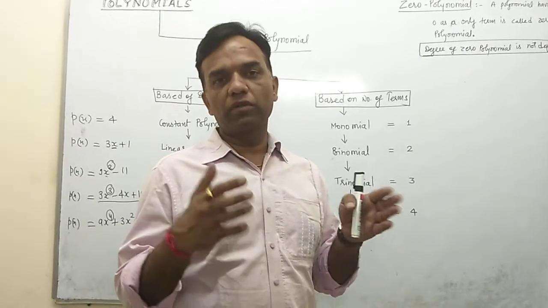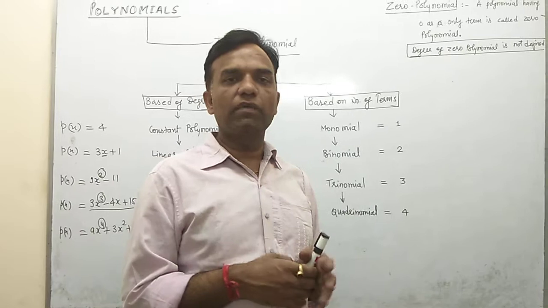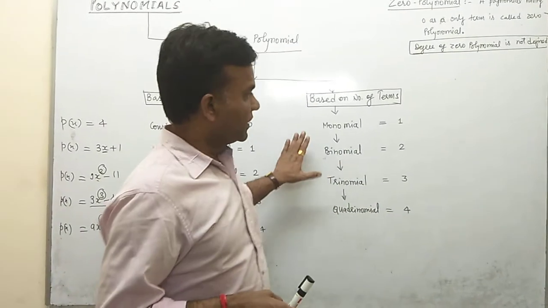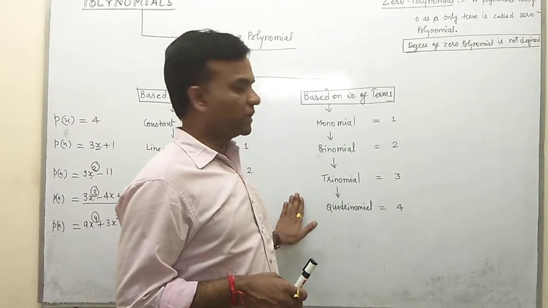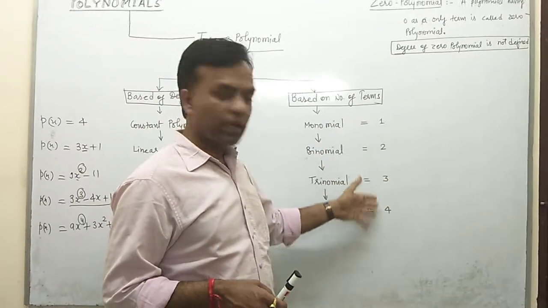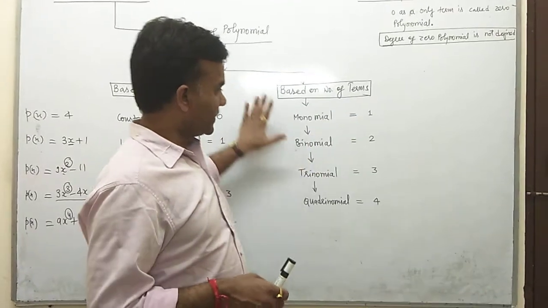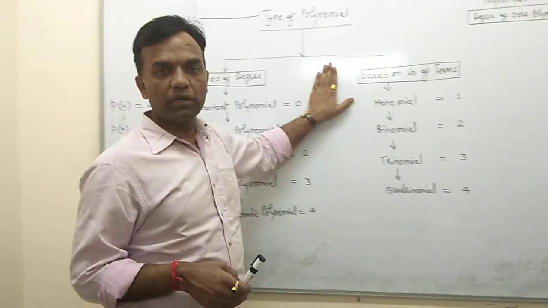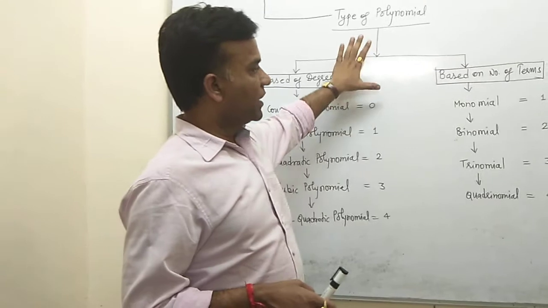First you divide by degree, and secondly you divide by the number of terms, because the number of terms only includes how many terms are here, like 1, 2, 3 and 4. So these are the ways. Basically, first you draw a chart, a flow chart for the types of polynomial, in your copy.